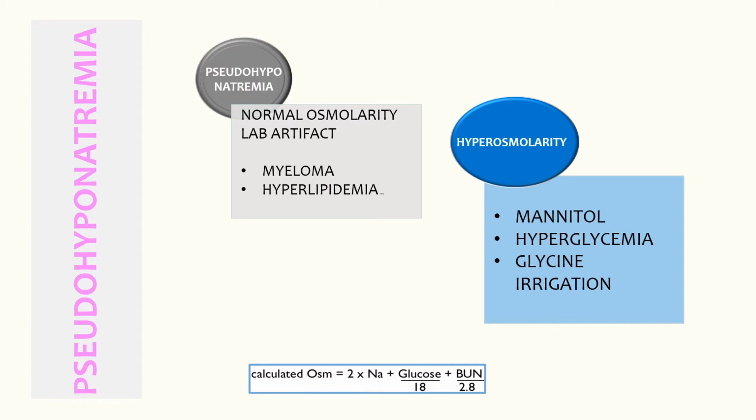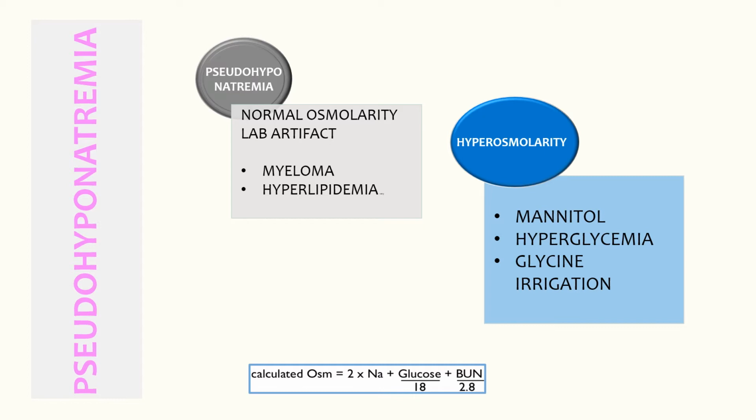But with hyperlipidemia, the values of cholesterol and triglycerides have to be really high, and I have not really seen this. Myeloma, yes, in myeloma you do get this all the time. Then hyperosmolar causes are mannitol and hyperglycemia; glycine is more or less isoosmolar. Mannitol, we know, initially causes hyponatremia because it draws in water, and hyperglycemia also draws in water.